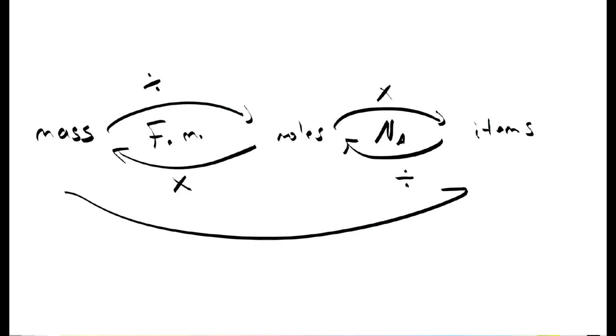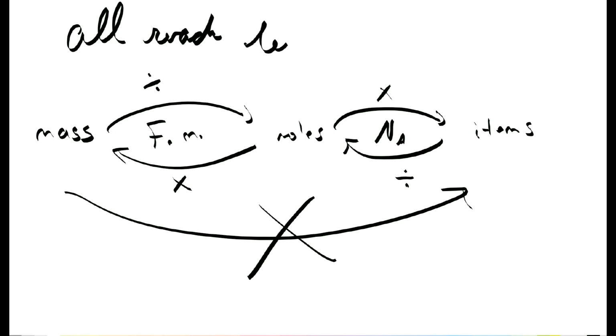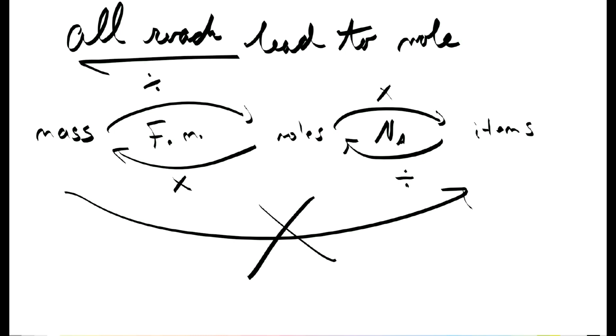There is no way to get directly from mass to items. You have to go through moles. All roads lead to mole. And now you know why I usually write in print when I'm doing these. As bad as my handwriting is, you do not want me to write in cursive all the time.